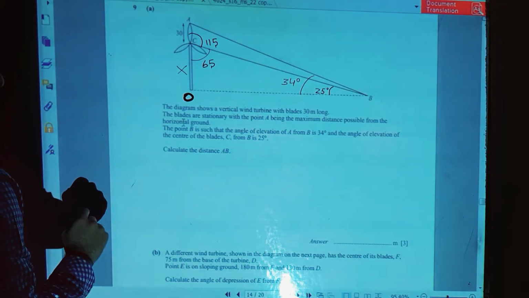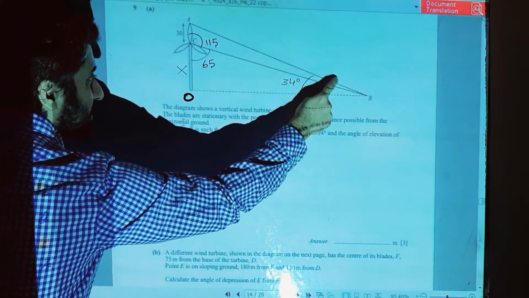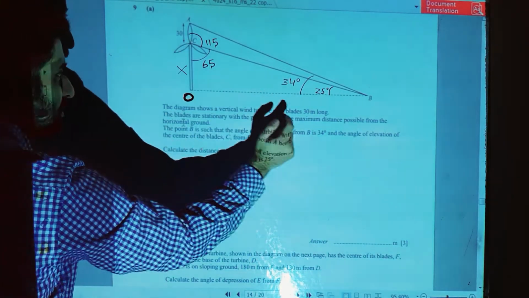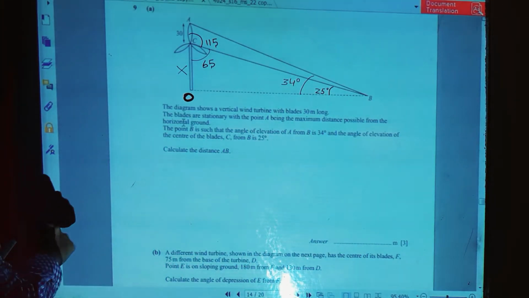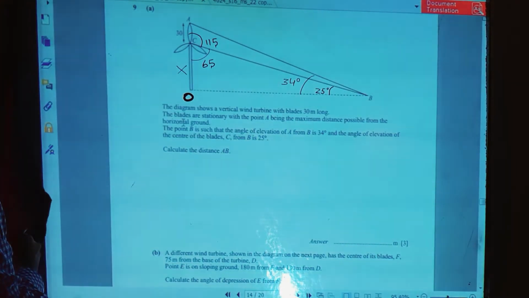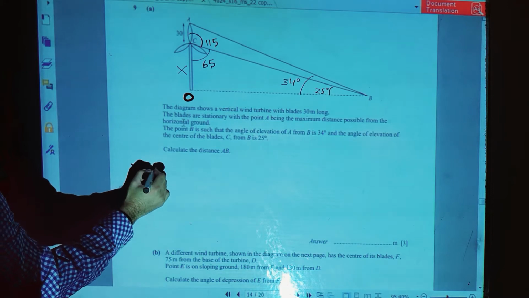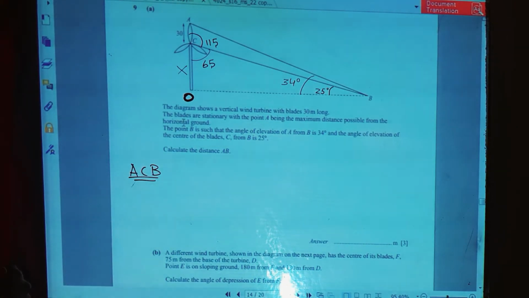angle of elevation of A from B is 34. Angle of elevation of A and angle of elevation of C is also given, well, that is 25. Calculate the distance AB. Now this is a triangle ACB. That is a triangle.